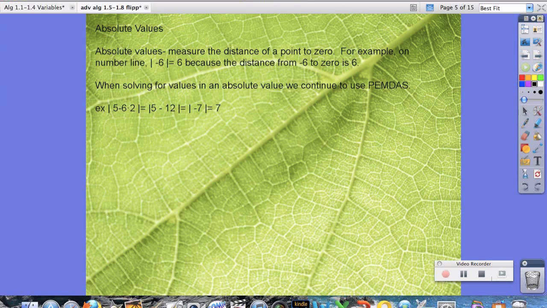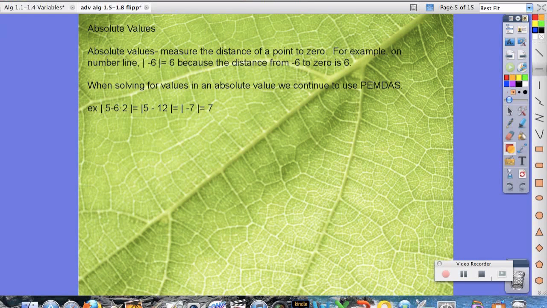So absolute values measure the distance of a point to 0. For example, on the number line, the absolute value of negative 6 equals 6. And the reason why that is because the distance from negative 6 to 0 is also 6. So that would be something that you definitely need to write down as part of your notes.